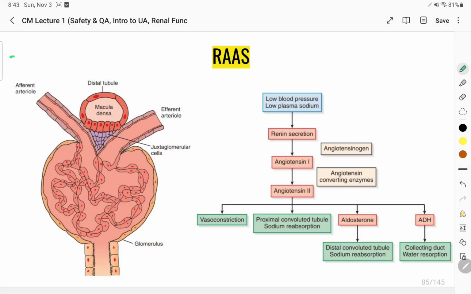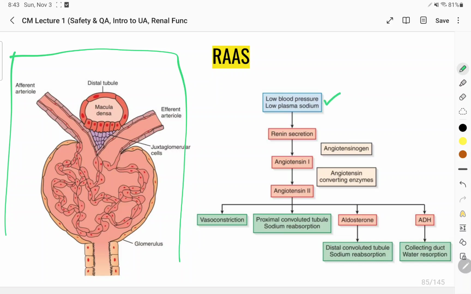Here we have the glomerulus. For example, there is low blood pressure, low plasma sodium, and low blood volume. The kidney cannot cope with this, so the blood supply must be maintained. The trigger is the fluctuations of the pressure. The low plasma sodium and low blood volume will be detected by your macula densa.